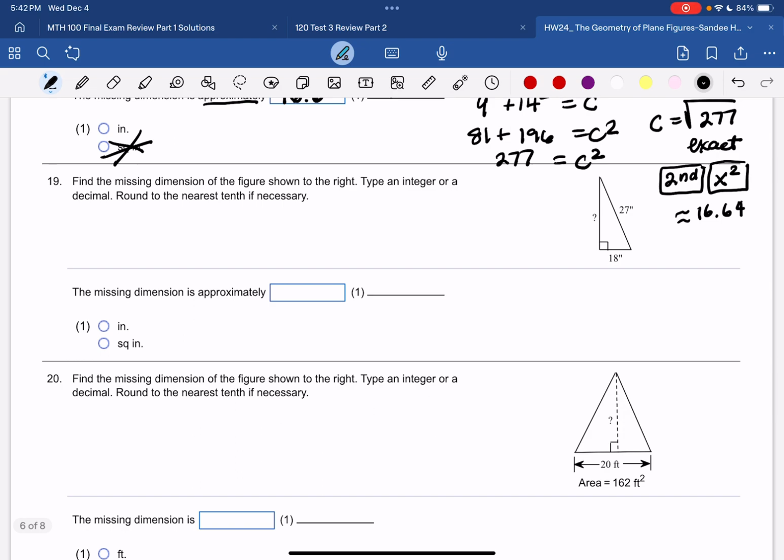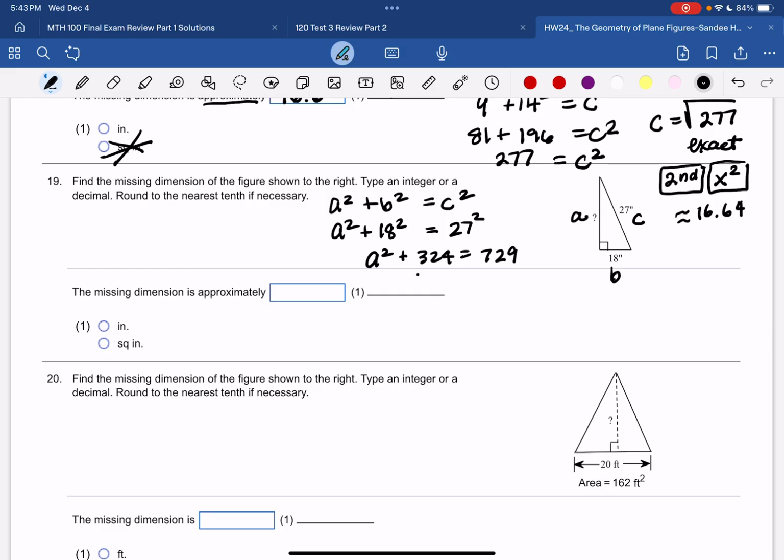Number 19. Find the missing dimension in the figure shown to the right. Type an integer or a decimal. And again, we have a right triangle. So this is A, this is B, and this is C. Now, C is always across from the right angle. It's the longest side. So A squared plus B squared has to be C squared. A we don't know. B is 18. C is 27. So A squared plus 18 squared, 324, equals 27 squared, 729.